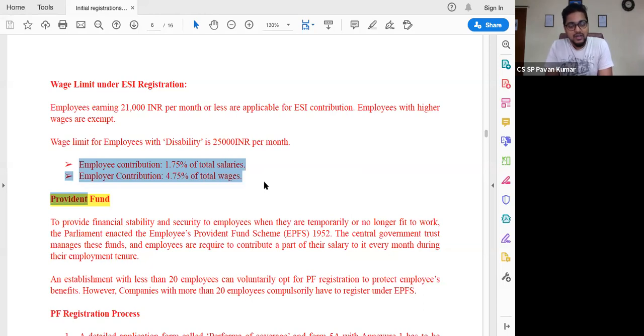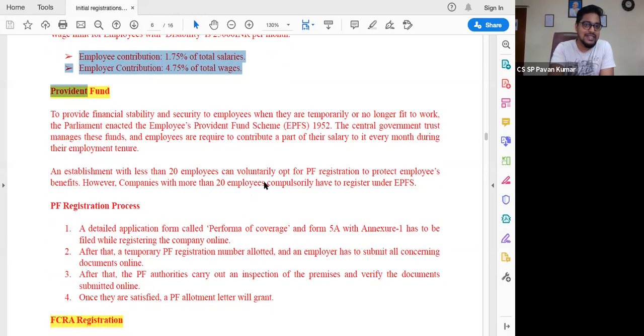Okay. So the employer will also make a contribution, the employee will also make a contribution from his salary, and that will keep getting credited. It's like paying a premium for your insurance. This will be your premium amount that you are paying in order to avail the ESI benefit. Okay, 1.75% by the employee and 4.75% by the employer. So this is what ESI registration is.